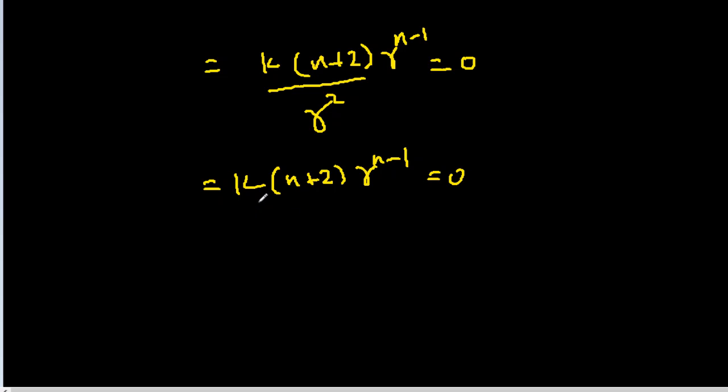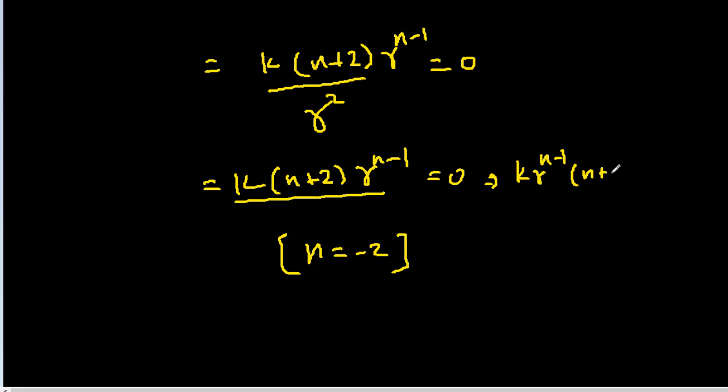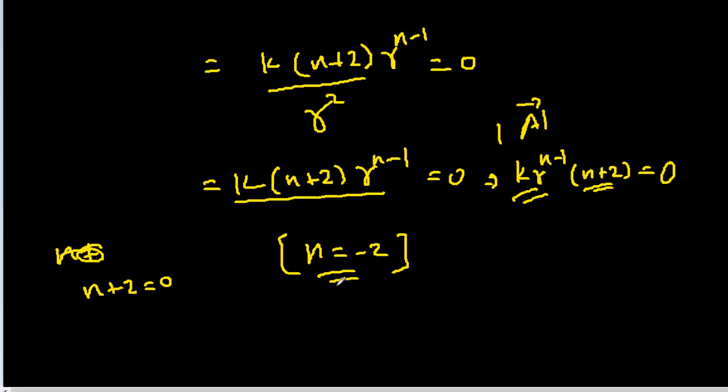Now if we take the whole equation, it shows k r^(n-1) from the previous equation times (n plus 2). This expression can never be 0, because this is our given vector. So we have to put the factor n plus 2 equal to 0, and this equation comes out.